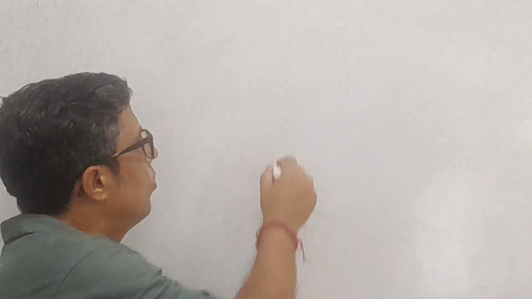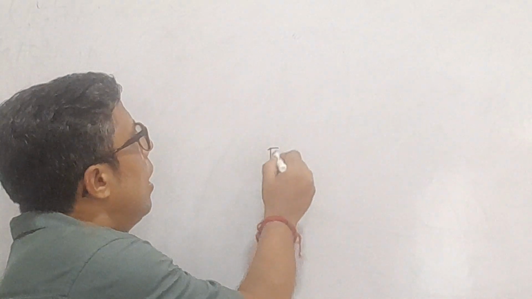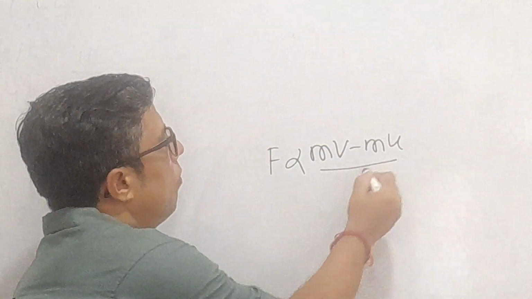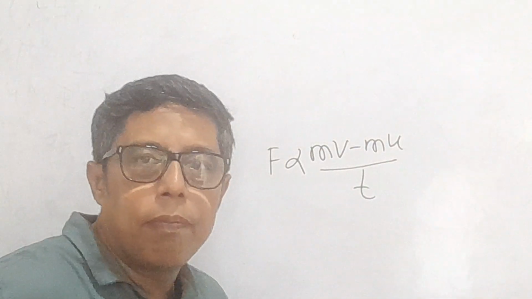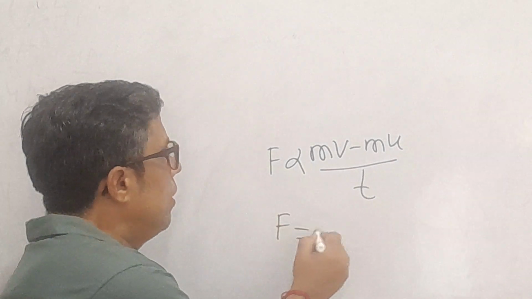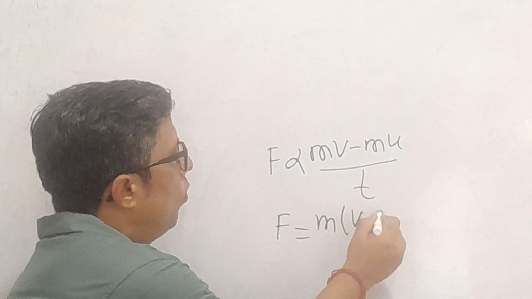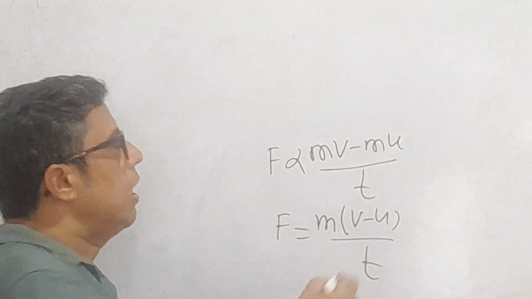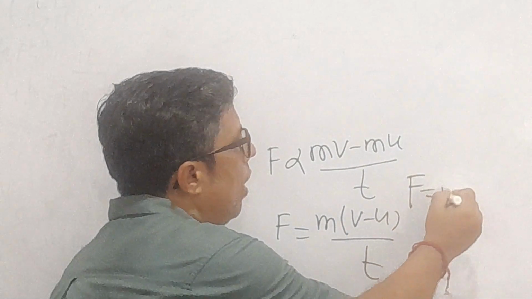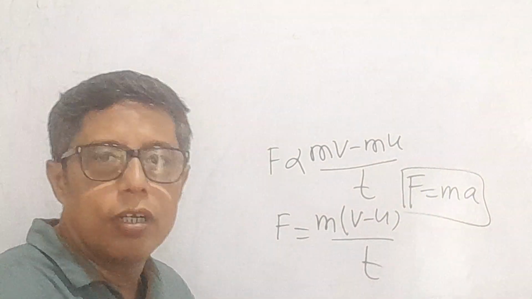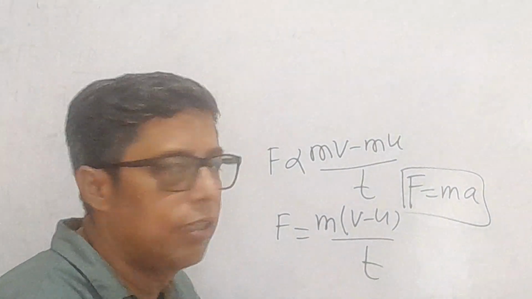Next is Newton's laws of motion. As you know, the rate of change of momentum is proportional to the force applied on it. This is Newton's second law. From here we get F is equal to m into (v minus u) by t, right? So from here you get F is equal to ma, mass into acceleration. This is very important, right? F is equal to mass into acceleration.